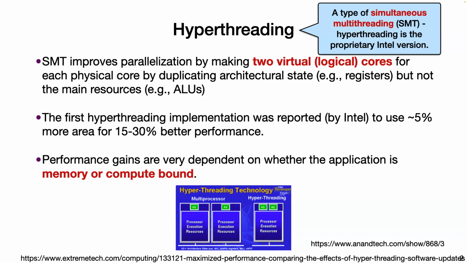Intel reported their first implementation, which was over 10 years ago, that had about 5% more area but 15 to 30% better performance. Recently, I think it's more of a wash whether this actually helps you. It really depends on whether your application is compute bound or memory bound, because this will not really help you if your application is memory bound, because it doesn't increase your memory bandwidth or improve your latency. It just gives you more cycles to do mathematical operations.